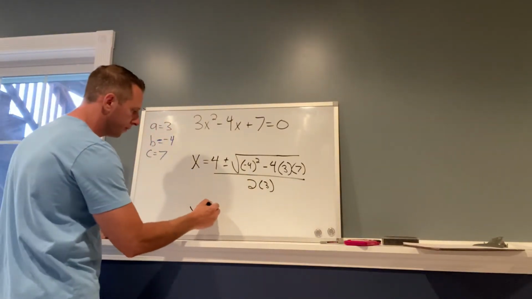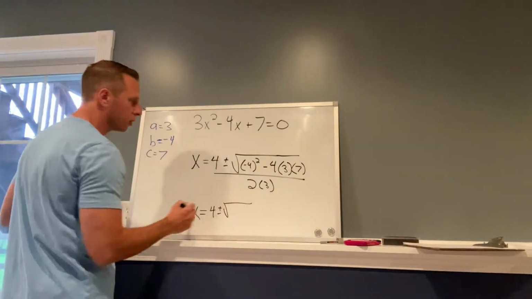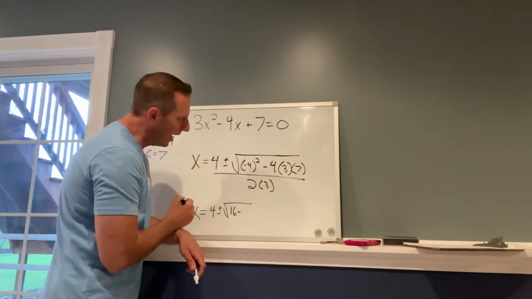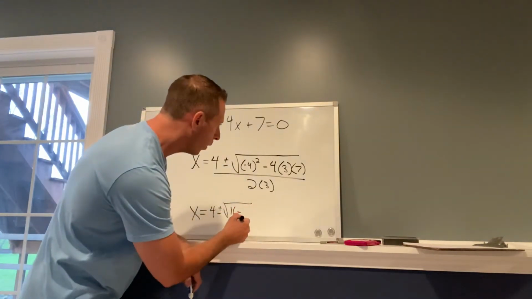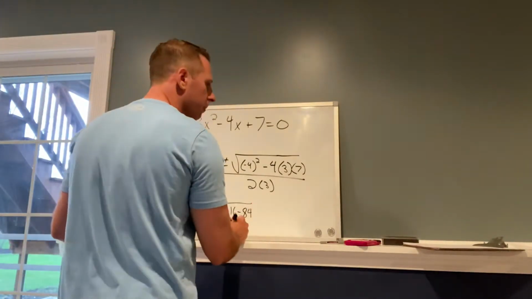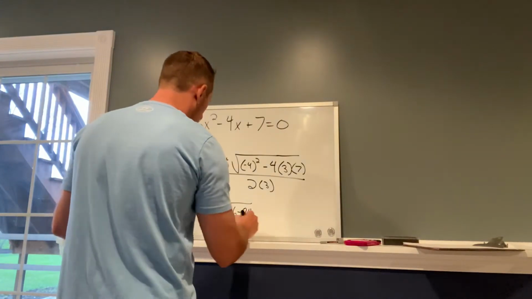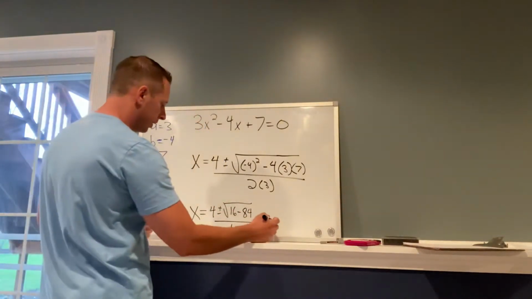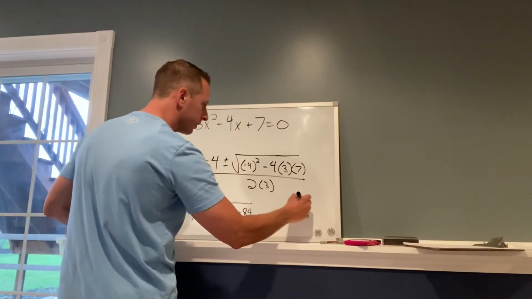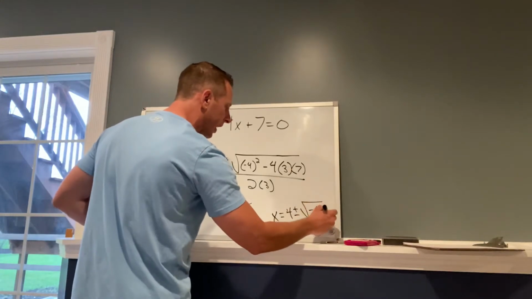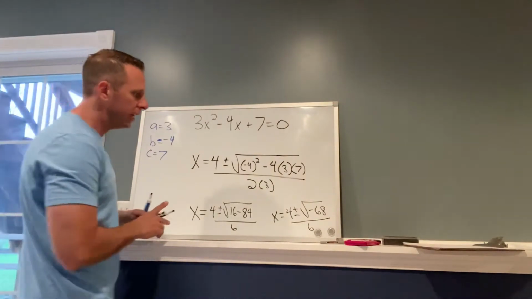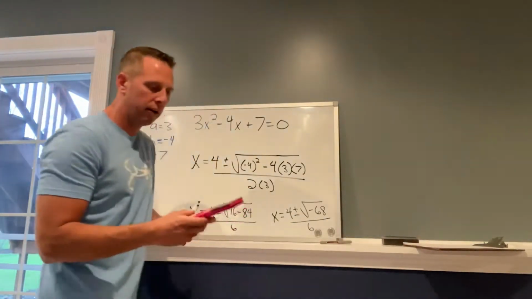X equals 4 plus or minus the square root. This is going to be 16 minus, what is that, 12 times 7, which is going to be 84. 16 minus 84, all over 6. So this ends up being X equals 4 plus or minus the square root of -68 all over 6. All right, now we need to plug this into our calculator.